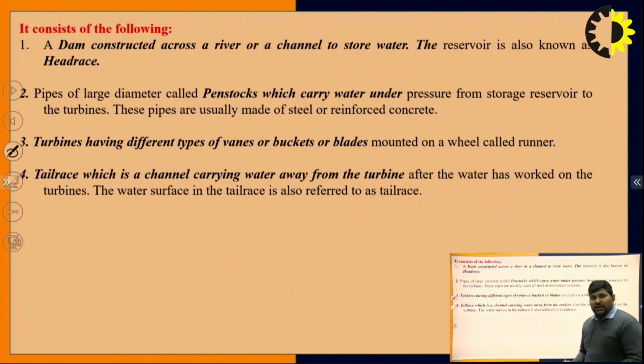So in this case, the plant consists of the following. A dam is constructed across the river or a channel to store the water, and this reservoir is also known as the headrace. After the dam is created, there is a huge store of water, and after that storage you can transfer the water through the penstock, or you can say the pipe.